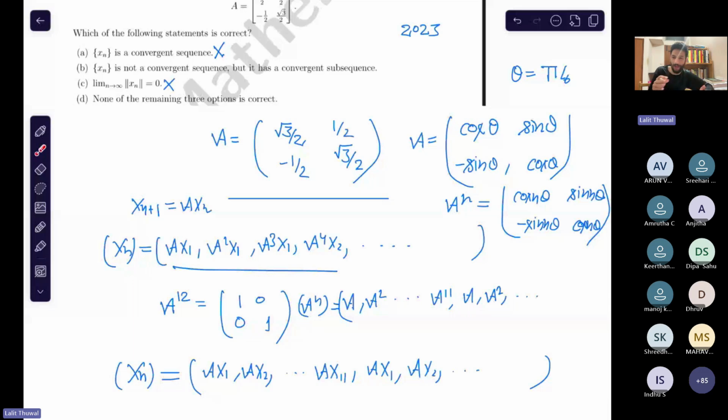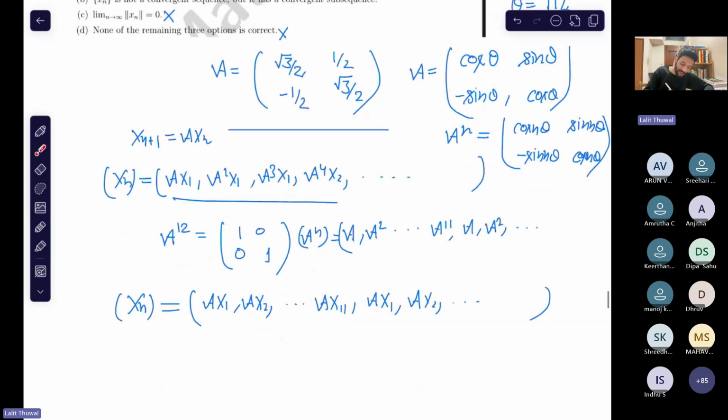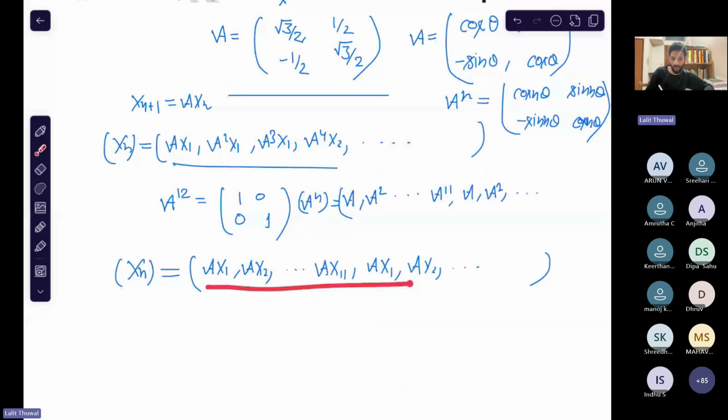I have seen this kind of trick applied a lot in Part B questions in CSIR NET, in GATE, and in TIFR. So try to do that also if you find something like that. So these two are not correct and this is also not correct, but why is B correct? Xn is not a convergent sequence, but it has a convergent subsequence, because this is a bounded sequence, and by the Bolzano-Weierstrass theorem, it has a convergent subsequence.